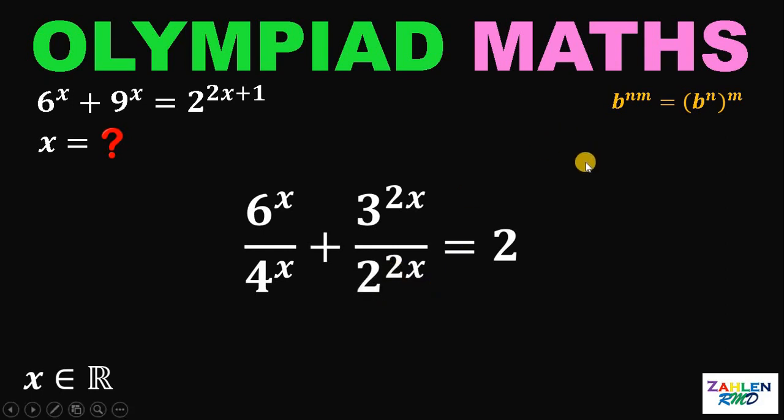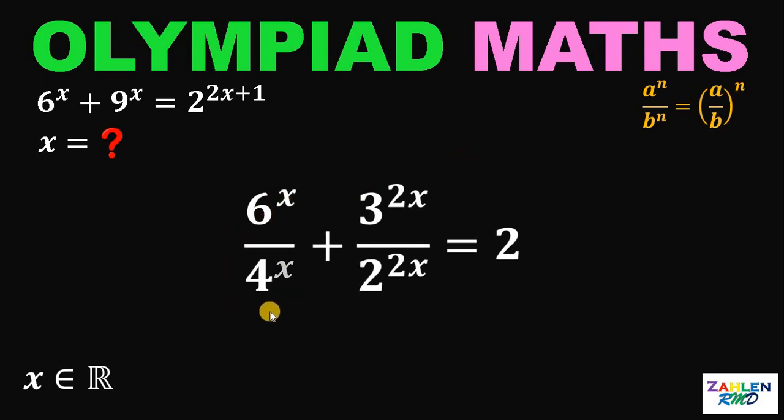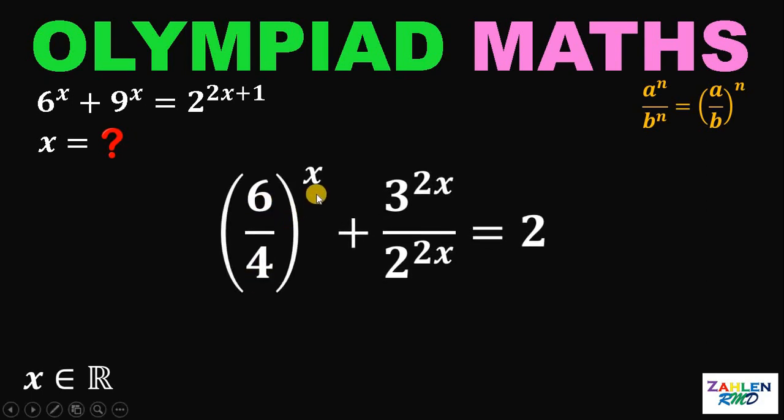Now, another law of exponent says that if we have a raised to n over b raised to n, we have different base but the same exponent, then it is equivalent to a over b raised to the power of n. Therefore, the first term in our equation can be written as 6 over 4 raised to x, and 6 over 4 can be simplified as 3 over 2.